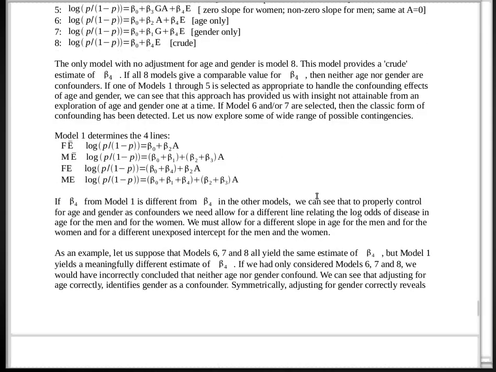So Model 1 determines these 4 lines. Right? And what do we got? That beta 4, let's see now, beta 4 from Model 1 is essentially the most crucial here. This is where we have the most complicated of scenarios. All right.